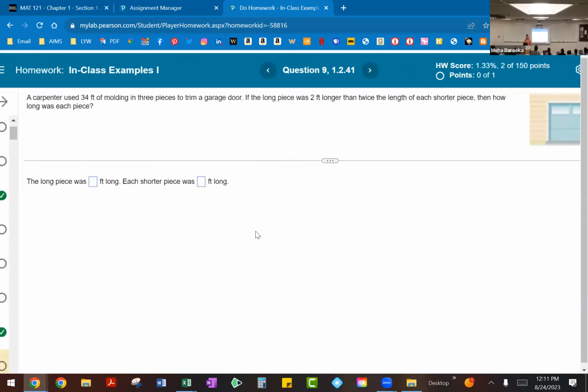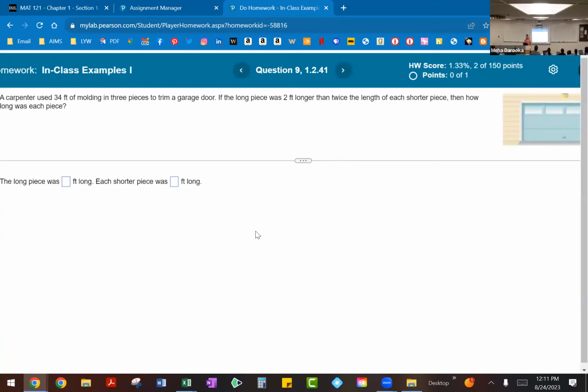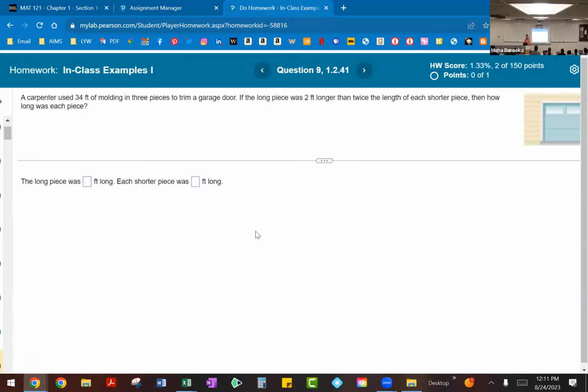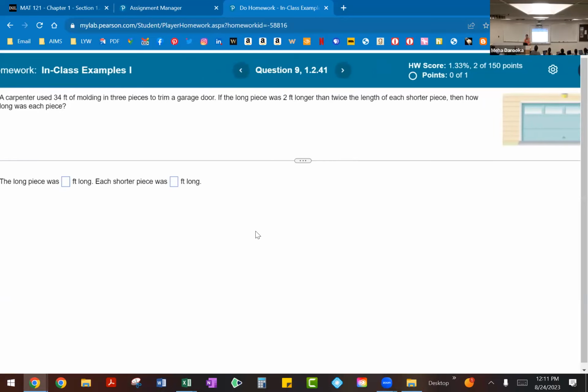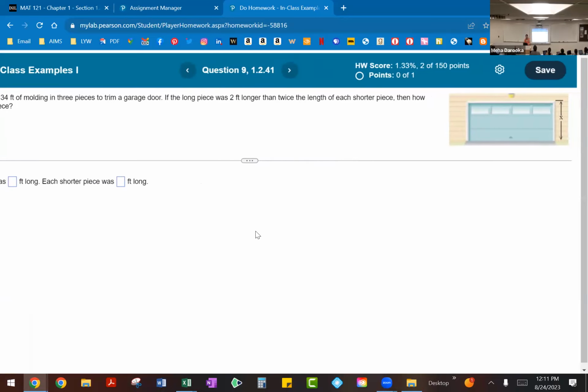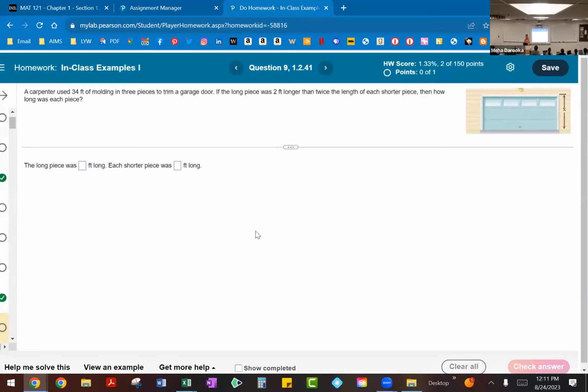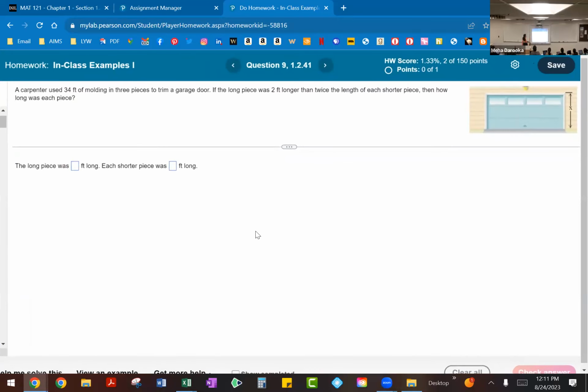All right, here's another example. This one is kind of based on area and perimeter. So now you can see the whole thing. Here we can see a carpenter used 34 feet of molding in 3 pieces to trim a garage door. Now, obviously, as you know, with garage doors, we don't really have to put a trim at the bottom, right? So that's why you're only going on 3 sides.